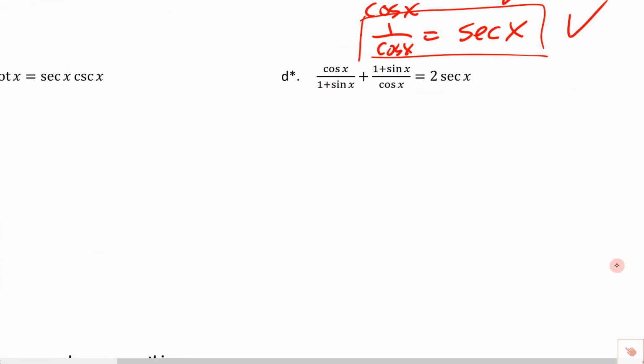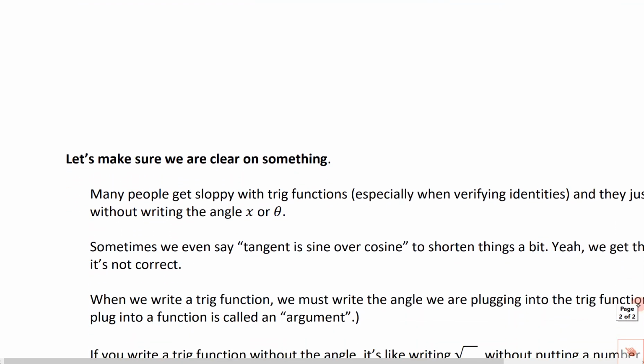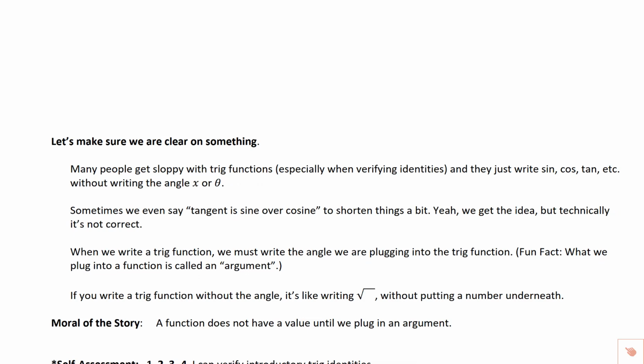Okay, got a couple more to look at. You'll notice, this is what I say down below. There are some people that do things like this. We'll look at a couple more problems. They get a little sloppy. They're not writing the angles. I'm okay with that when you're talking about it, not when you're showing the work. They really don't mean anything without plugging those in. We'll say tangent is sine over cosine to shorten things a bit. We know what you mean, so it's fine to talk that way, but you want to write things precisely.